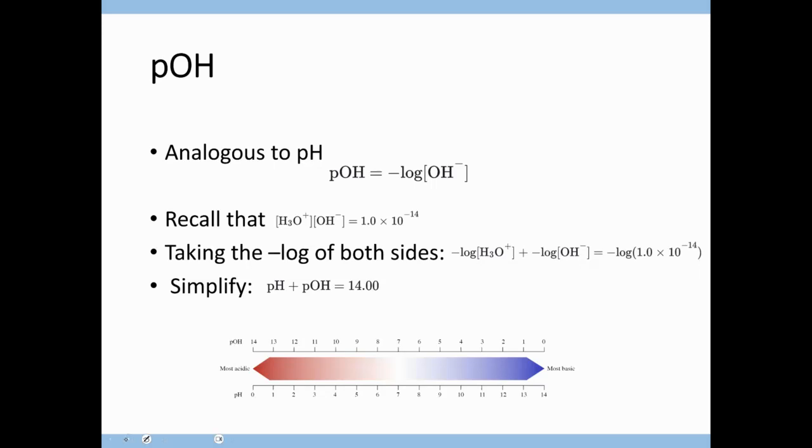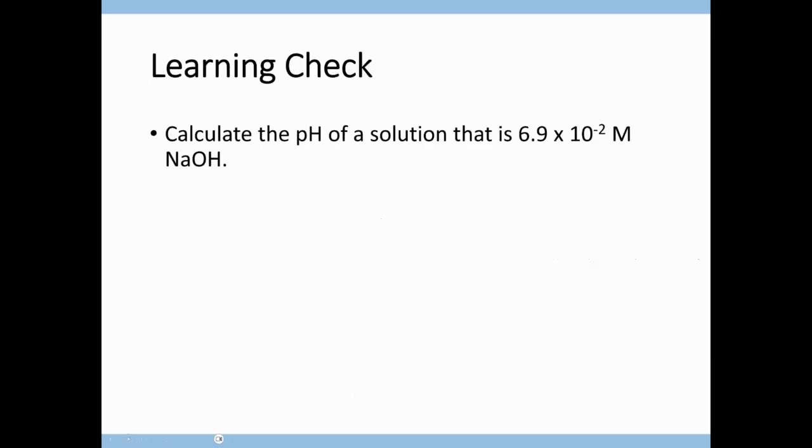So now with that in mind, try working on this problem where you're calculating the pH of a solution, knowing that it is 6.9 times 10 to the negative second molar sodium hydroxide. Keep in mind sodium hydroxide is a strong base.